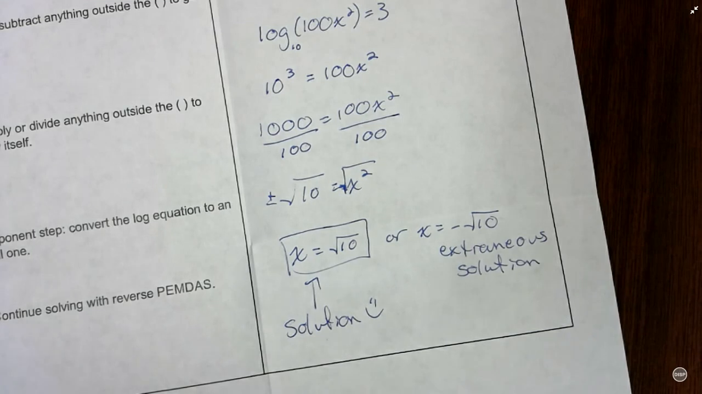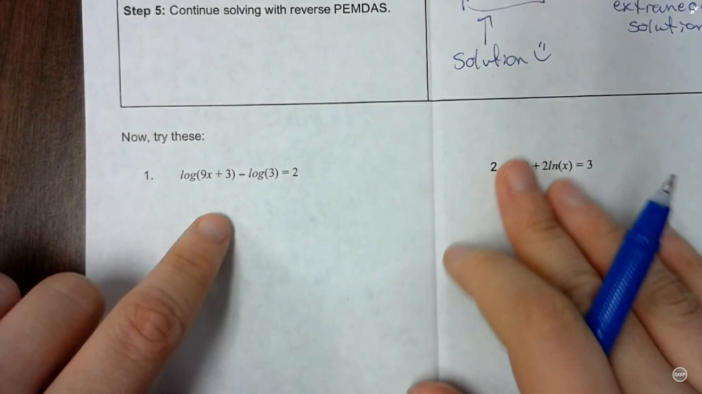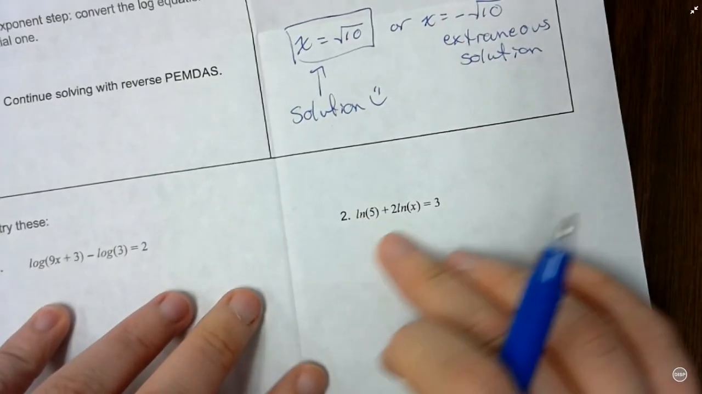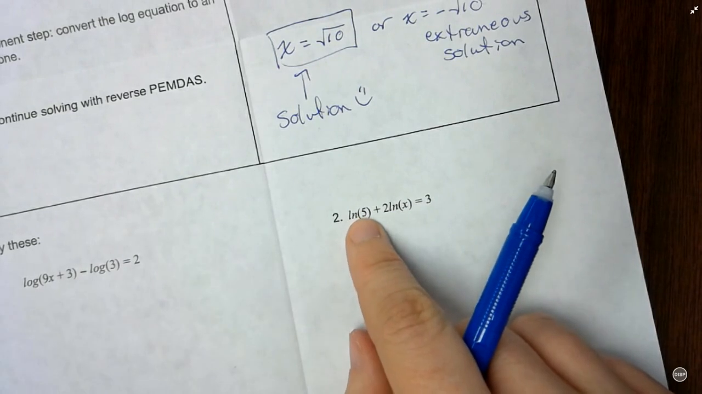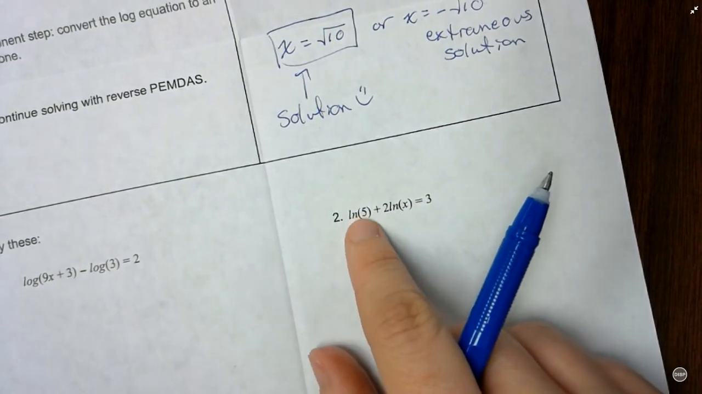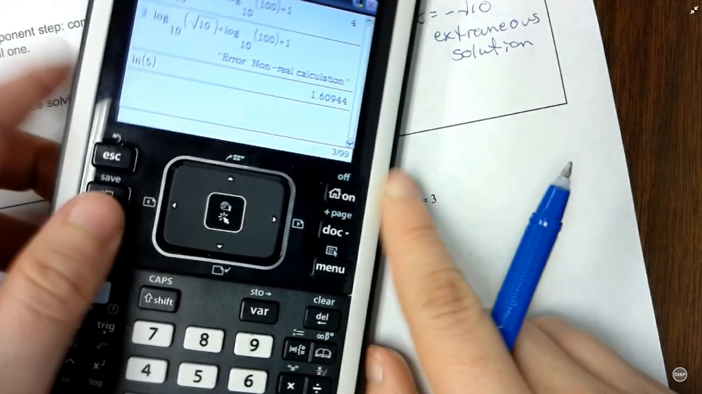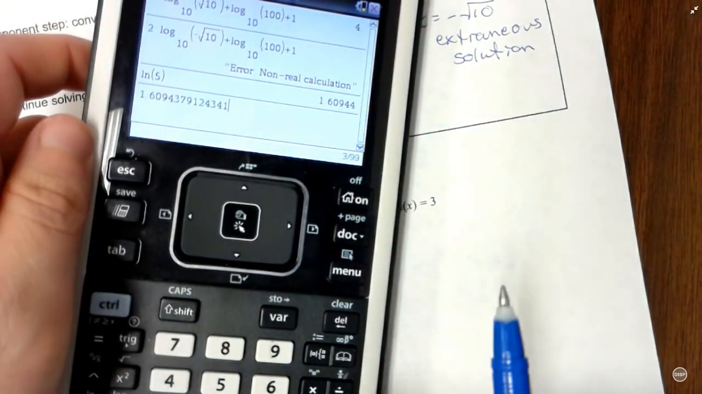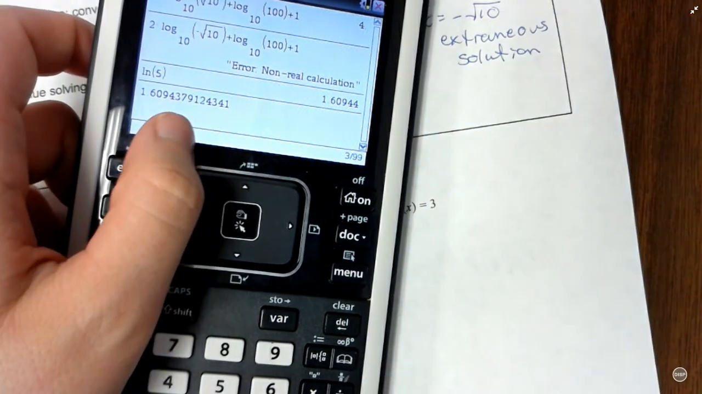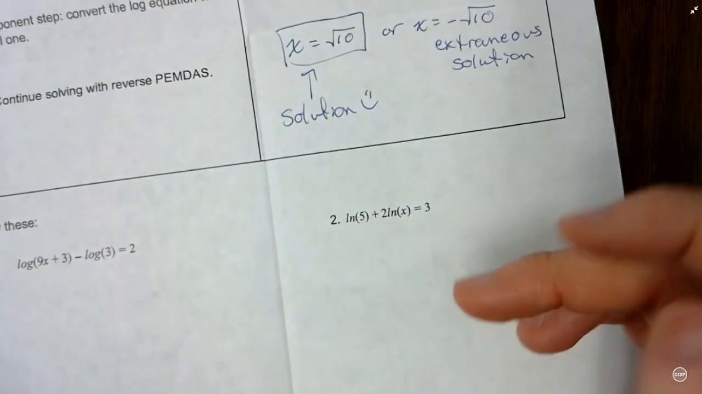Let's try one more. Let's actually do the ln one. So this is a case where even though ln of 5 is just a number, you probably don't want to put that in your calculator because you're going to get a pretty ugly looking decimal. In fact, it's going to be one of those decimals that goes on forever. So I would use your log rules to combine these.